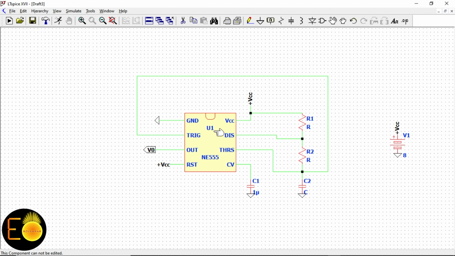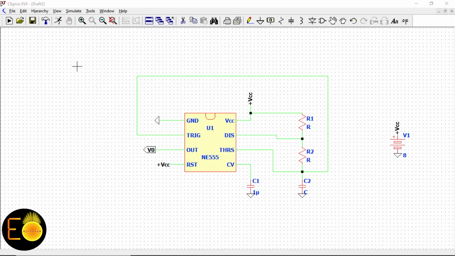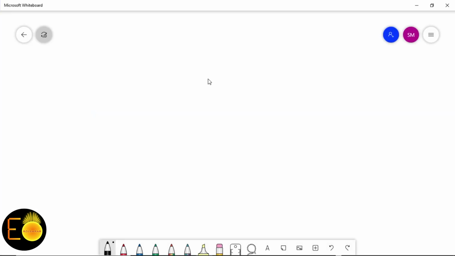With this, I have completed the circuit configuration for the astable operation. Now I just need to put the values for R1, R2 and the capacitor C2. So how can I do that? Basically, I need to do some calculations, so for that I should open Maxima. But before going to Maxima, I just need to write down the two equations that are applicable for the charging time and for the discharging time.